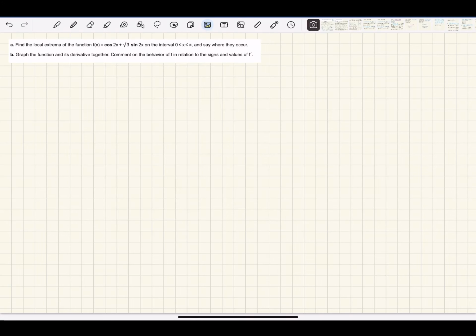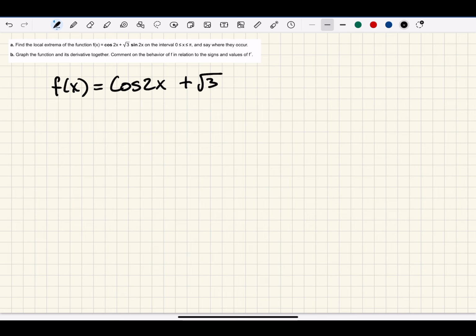We are to find the local extrema of the function f of x equals cosine 2x plus the square root of 3 sine 2x on the interval from 0 to pi and say where they occur. So the first thing that we'll need to do is find the first derivative of the function f of x equal to cosine 2x plus the square root of 3 sine 2x.